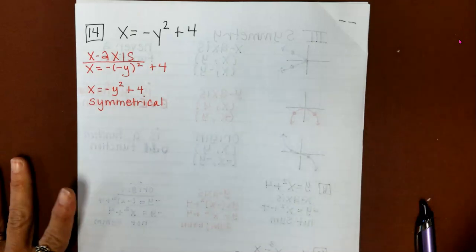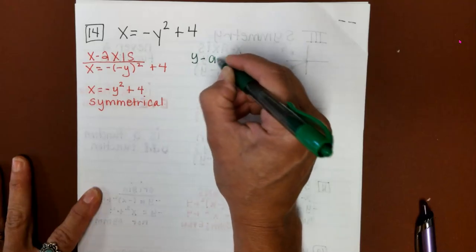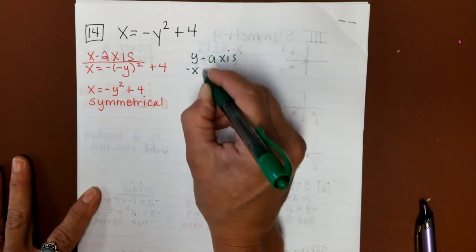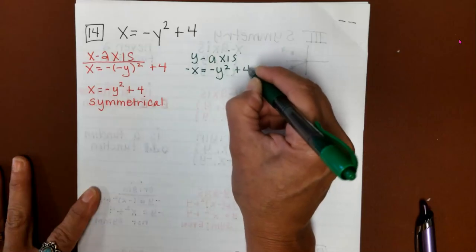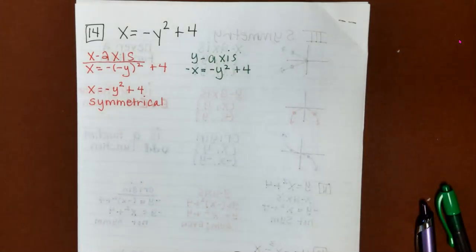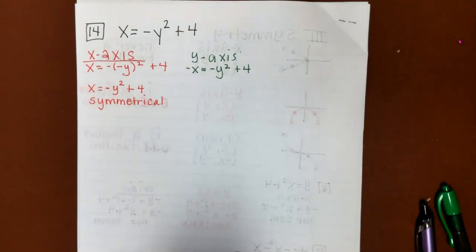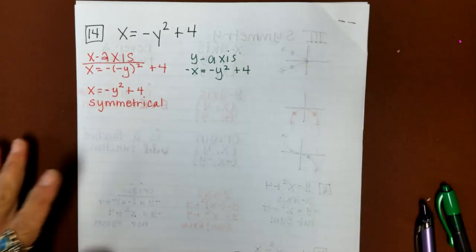All right, so let's try the y-axis. So here's negative x. Is there any way I could flip that upside down? Can I move the negative x over here and move negative y squared plus 4 on the other side? Would it match? It wouldn't. Because if I move the 4, then it would be negative, and that's not what the problem says. So we know it's not symmetrical.